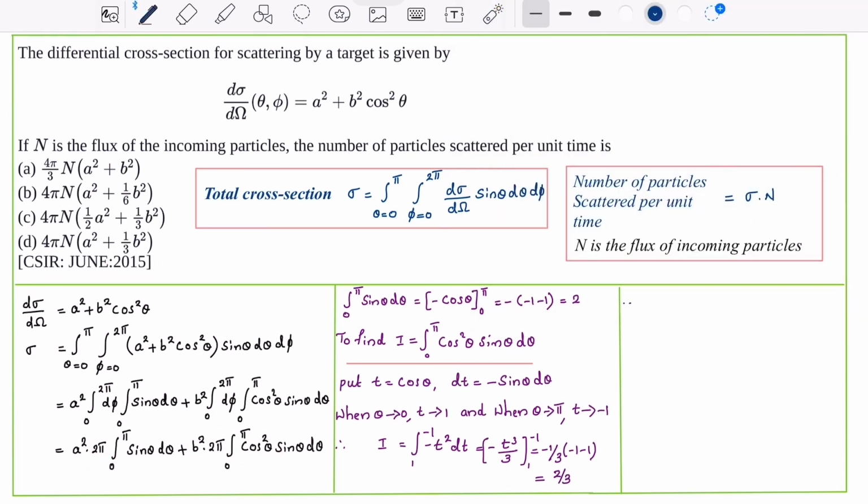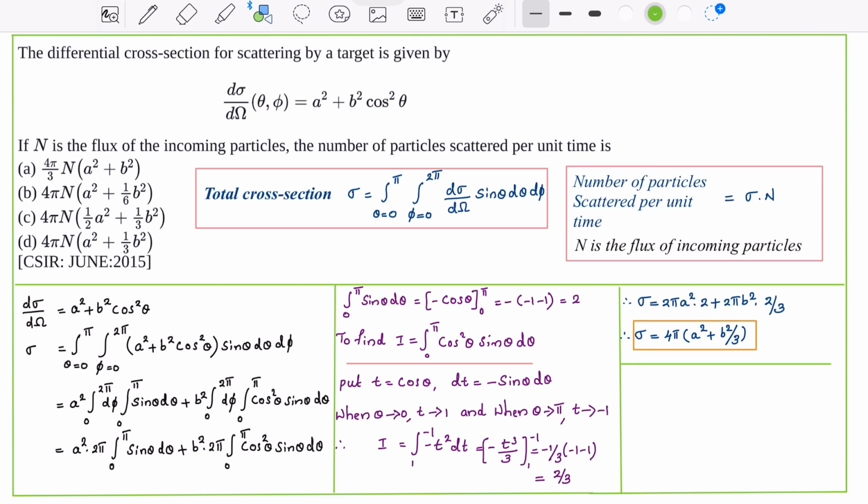Substitute these values in the expression for sigma. We have sigma is equal to 2 pi a square into 2 plus 2 pi b square into 2 by 3. Therefore, sigma is equal to 4 pi times a square plus b square divided by 3. This is the expression for the total cross-section sigma.